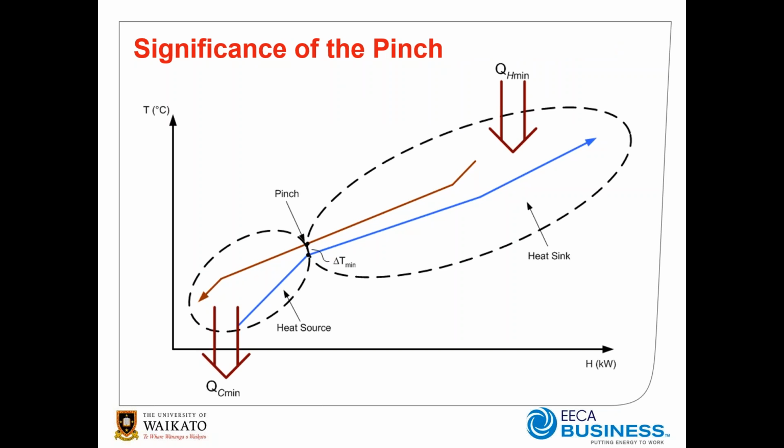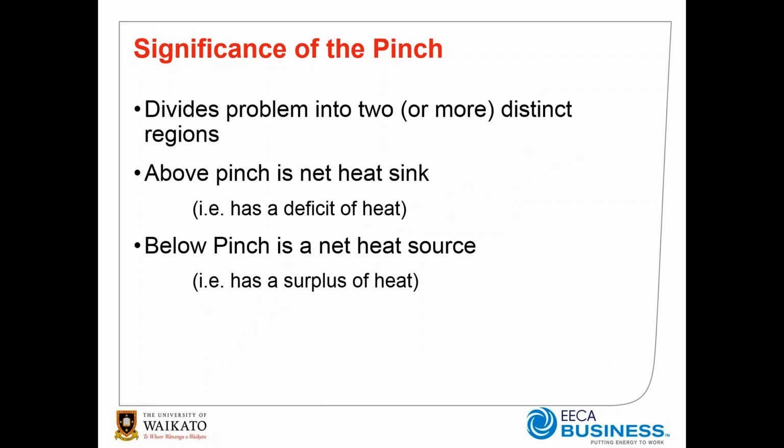So the significance of this pinch, well, it's useful for a number of reasons. As you can see here, we can divide the problem into 2 distinct regions. Above the pinch, we've got heat recovery and hot utility use going on. Below the pinch, we've got heat recovery and cold utility use going on. So what we can say is above that pinch, there's a deficit of heat needing to be added to the system. And below the pinch, we have a surplus of heat. In other words, our process is trying to give off heat.